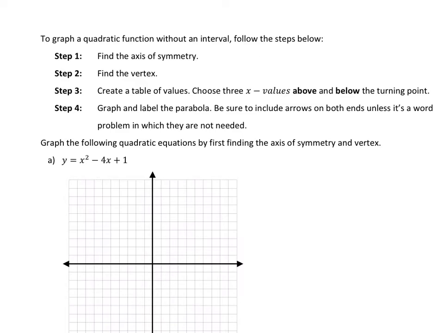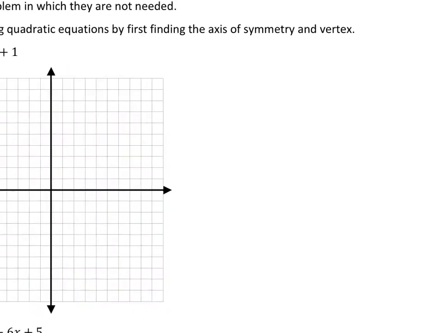Graph the following quadratic equations by first finding the axis of symmetry and vertex. Your first instinct might be to go right to your calculator, type it in the y equals, and I understand that. However, this question wants us to find the axis of symmetry and vertex by hand. So we must do that. Make sure you leave yourself some room.